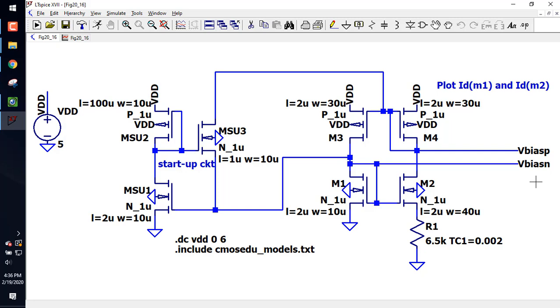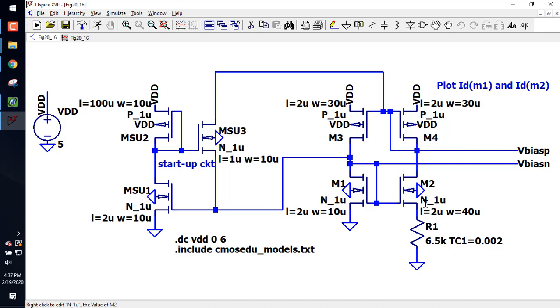So if I multiply the beta up, how much am I multiplying this up here in M2? 4. How do I know that? Right there. 40. Here, 10. This one's 4 times wider. M is 4. Yay? We all good?